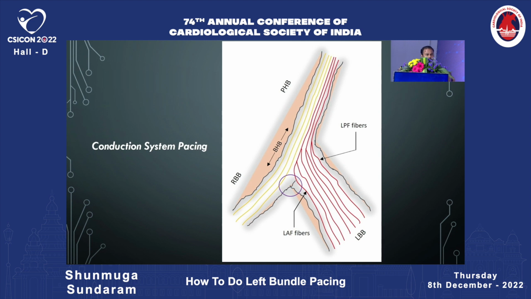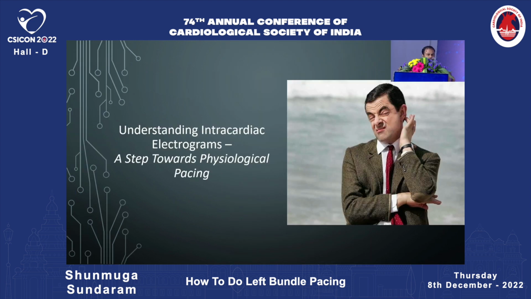So to overcome the limitations of RV pacing, people have described conduction system pacing as an alternative, where we can deploy the lead in the distal His bundle or in the proximal left bundle to activate the normal physiological mechanism of the conduction system, to have a synchronized activation of the ventricle and to avoid the pacing-induced complication.